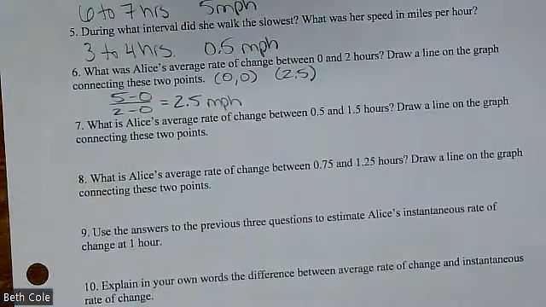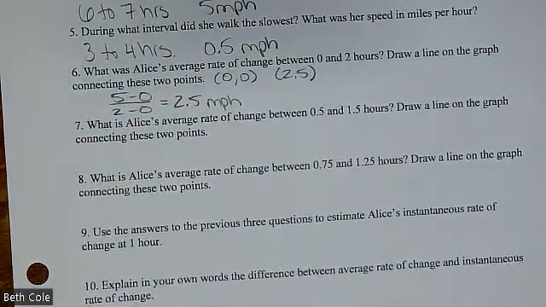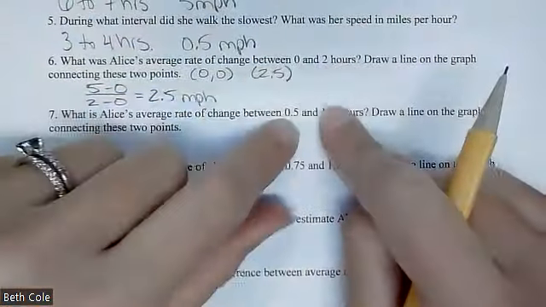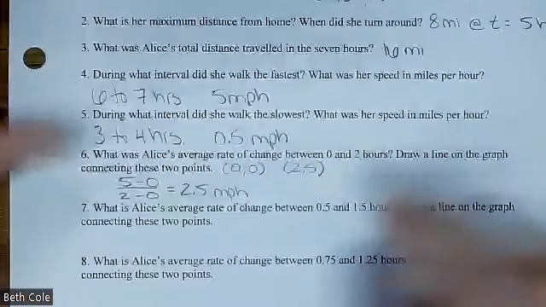But what you have to understand is that's an average. Does that mean she was going 2.5 miles an hour the entire time? No, she could have sped up and slowed down. It's an average, okay? Now what we're going to do is bring that in. So instead of 0 to 2, we're going to do a half to 1.5.